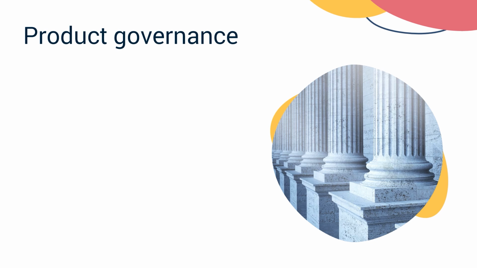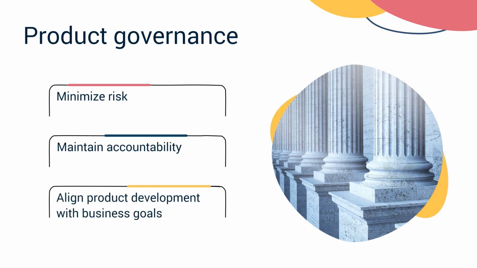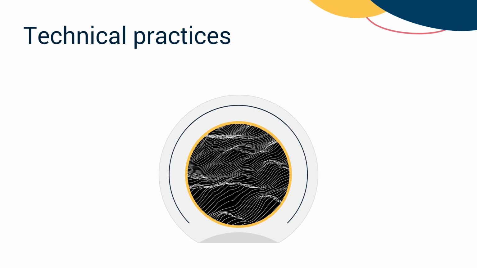In this course, you will explore the product owner role as part of product governance. As a product owner, you ensure the product delivers value while minimizing risks and maintaining accountability. You will gain the necessary knowledge to align product development with business goals. The course also delves into technical practices, including acceptance testing, wireframing, and technical writing, which enable product owners to communicate effectively with stakeholders and development teams.